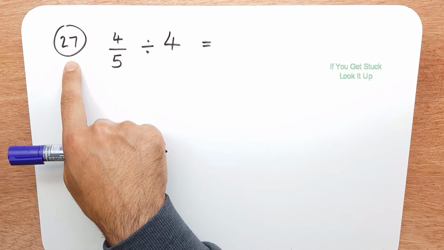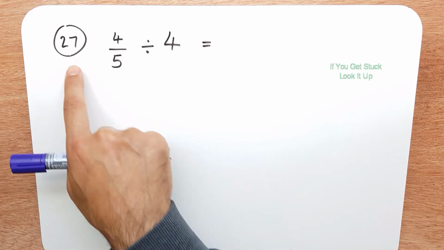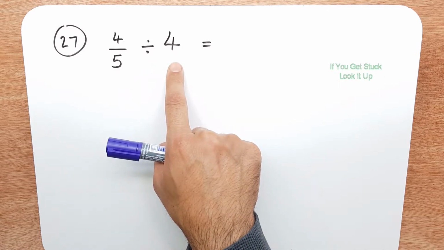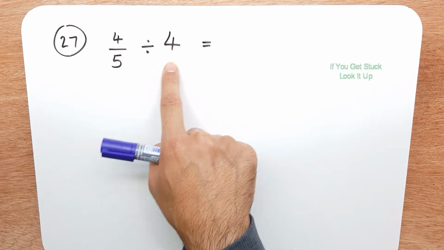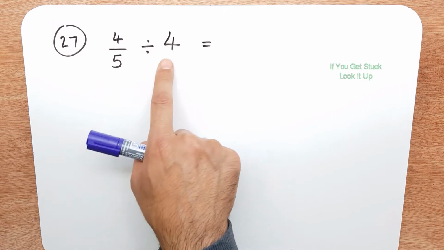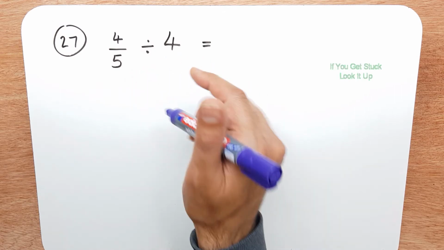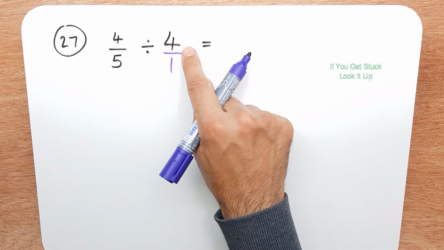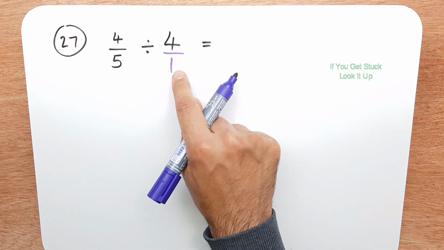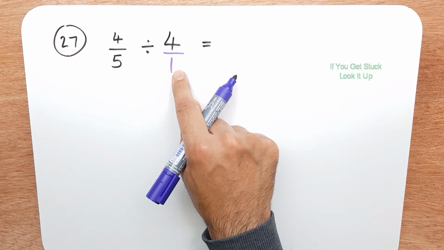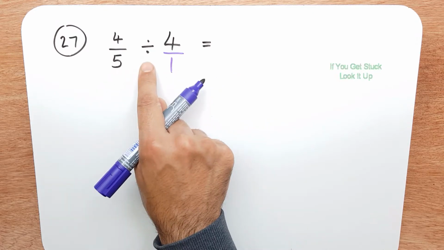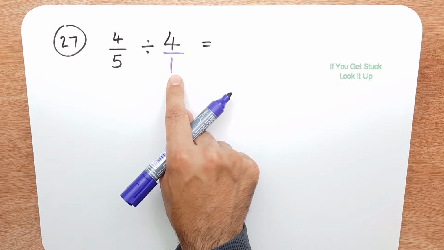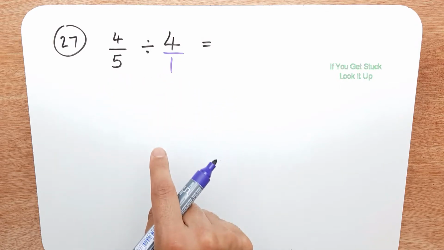Question 27 is 4/5 divided by 4. Now with this question, what I like to do is write 4 divided by 1. I've not changed the value of this, but I've turned it into a fraction. So what I now have is one fraction divided by another fraction. And with that, we use the KFC rule.